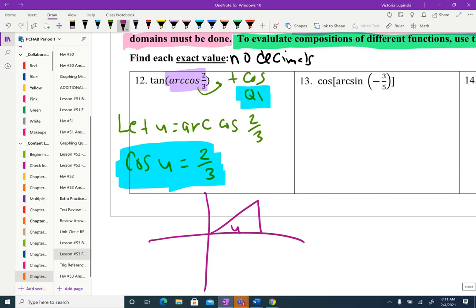So you're going to draw a triangle in quadrant 1. This is U. A cosine is an adjacent over a hypotenuse. You're going to find the third side by doing the Pythagorean theorem, and that's going to give you the square root of 5. Because you made this inside equal to U, what you're actually being asked to find is the tangent of U. So the tangent of U is the opposite over the adjacent, which means your final answer is radical 5/2.